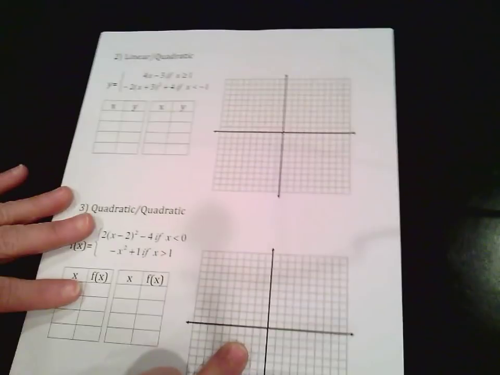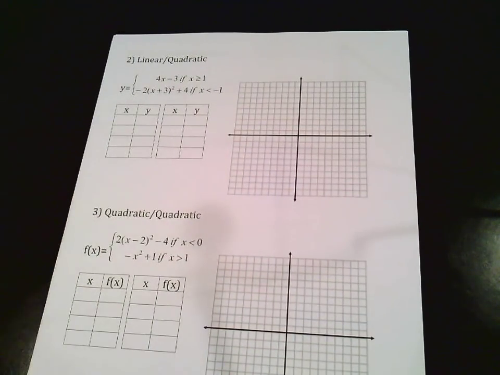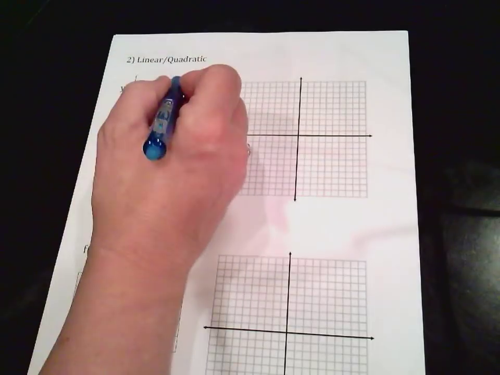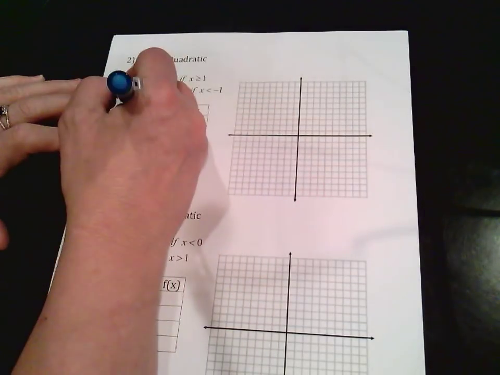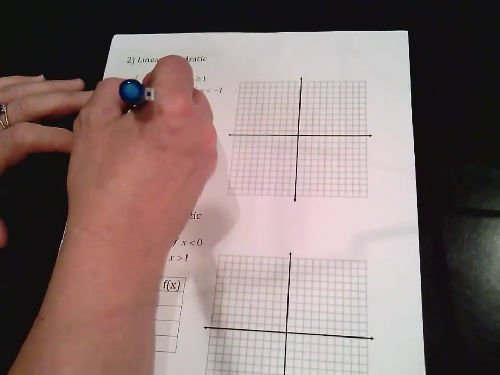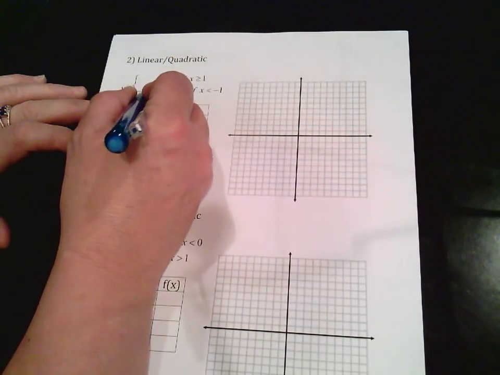Make sure I got this going right here. We go. We have linear and quadratic again. These are different lines. Again, I'm going to do the first line in the blue. This is y equals 4x minus 3. This is the linear one because I have a degree of 1.